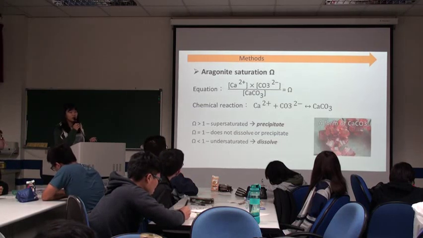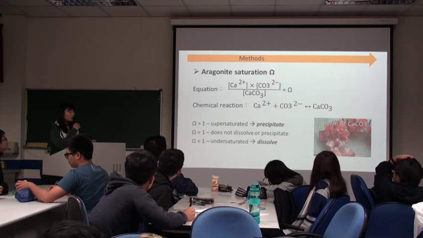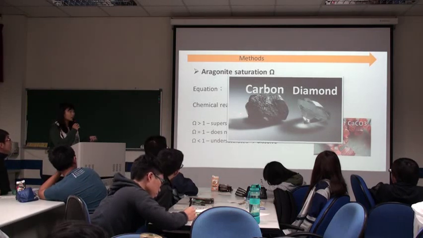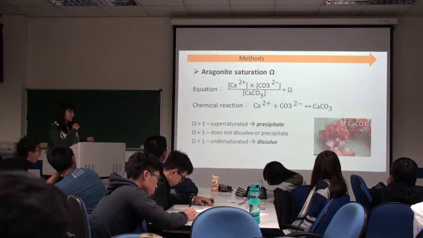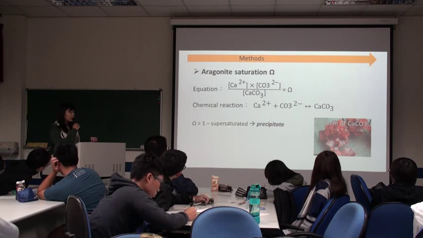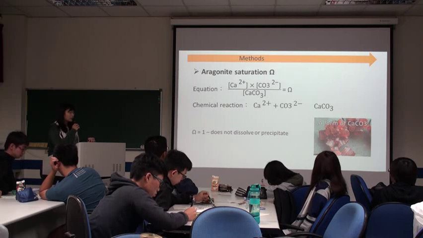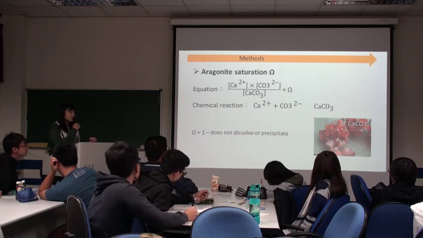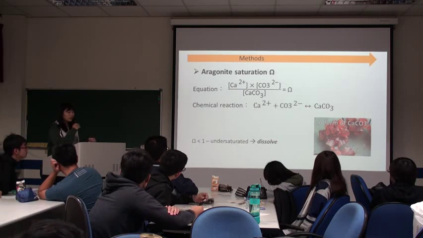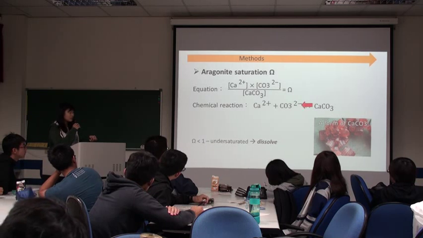And what is aragonite saturation? Aragonite is a form of calcium carbonate, and their relationship is just like carbon and diamond. When the omega is bigger than 1, it's supersaturated and it will precipitate. When the omega is equal to 1, it does not dissolve or precipitate. And when the omega is smaller than 1, it is undersaturated and it will dissolve.